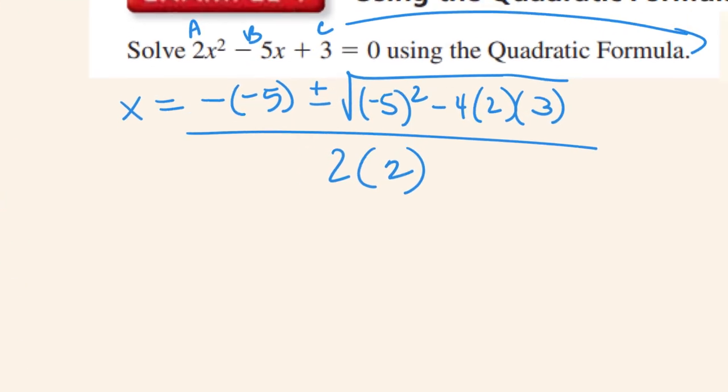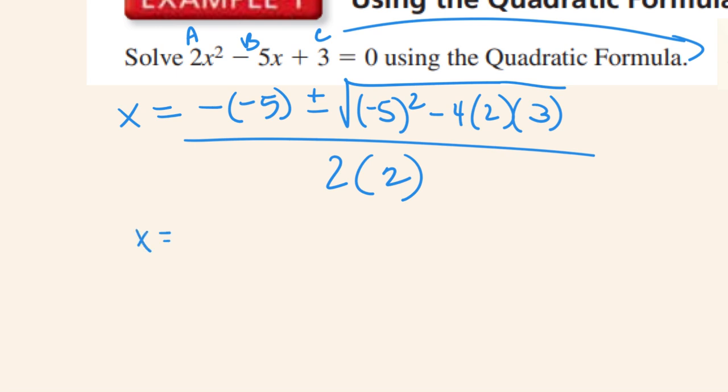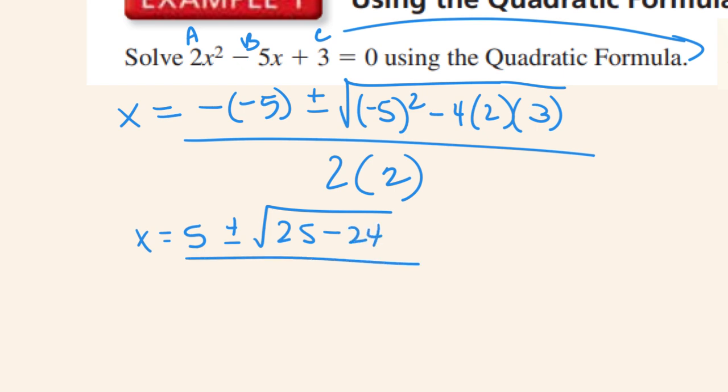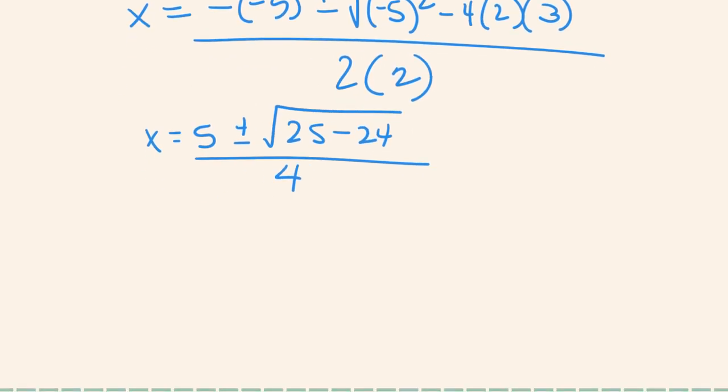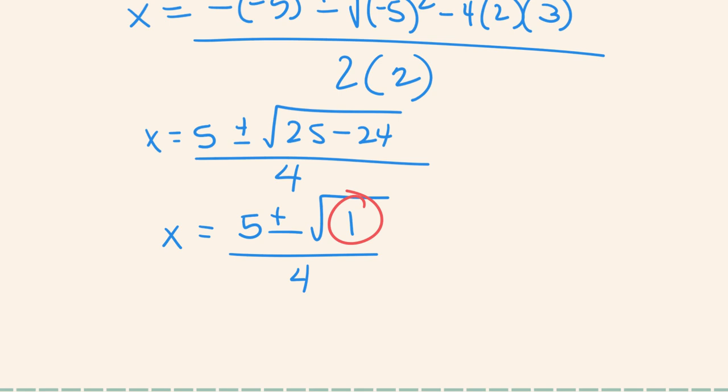Okay, let's solve this now. x equals negative times -5 gives me +5 plus or minus the square root of -5 squared, which gives me 25, minus 4 times 2, which is 8, and 8 times 3 gives me 24, over 2 times 2, which is 4. I'm just going to continue solving. x equals 5 plus or minus the square root of 1 over 4. And we know that the square root of 1 is just 1. So I'm left with x equals 5 plus or minus 1 over 4.